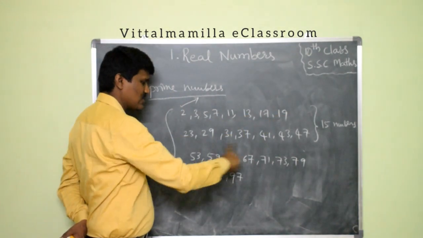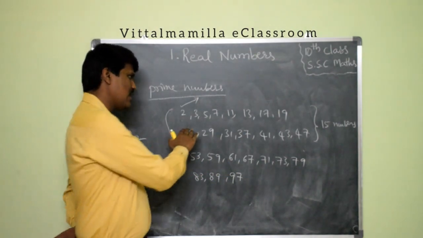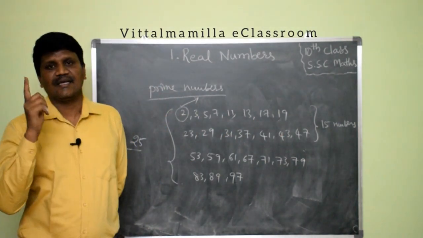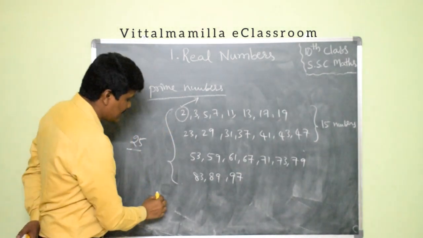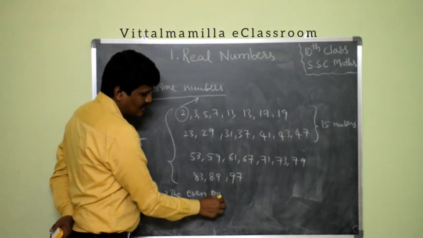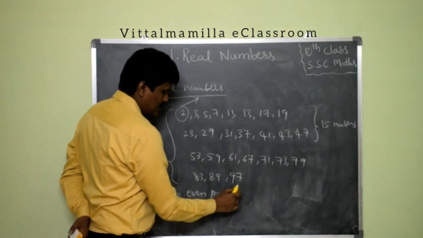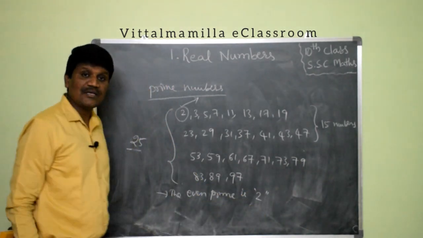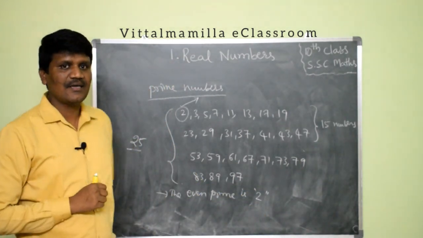Remaining all are odd numbers. Just observe it. Only 2 is a prime number which is an even number. So I can write: the even prime number. What is the even prime number? The even prime number is 2. 2 is the only even prime number.